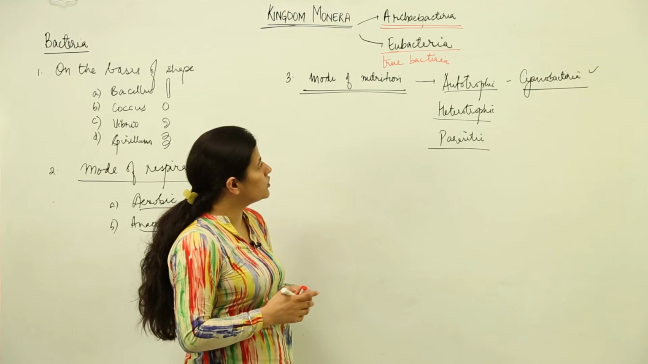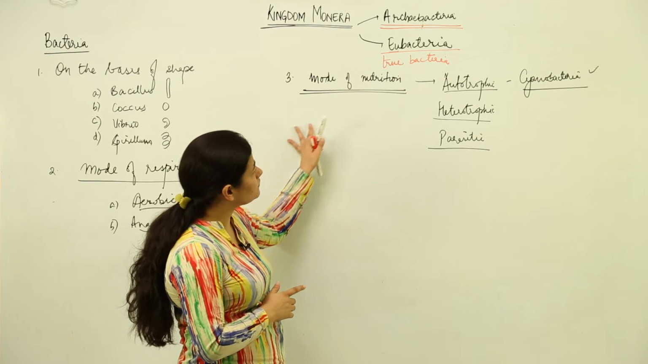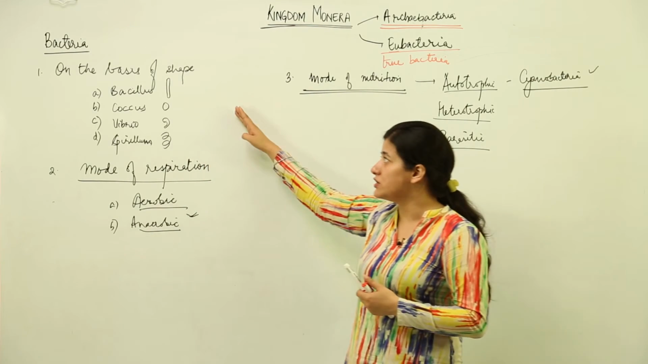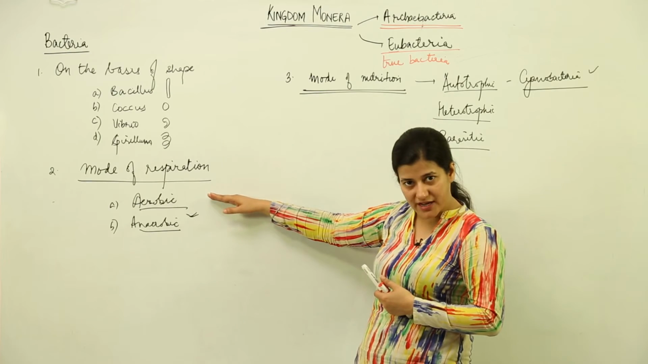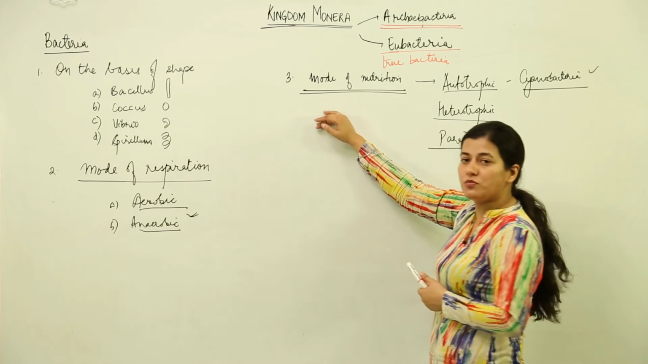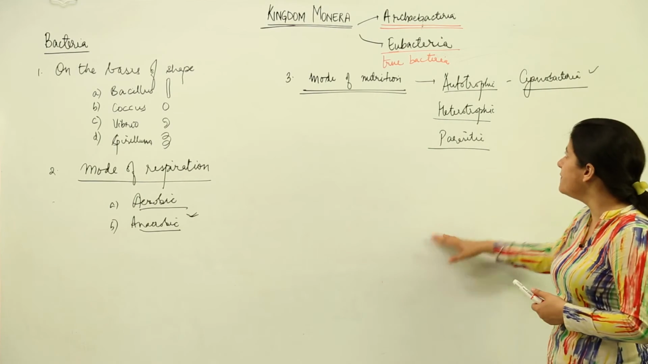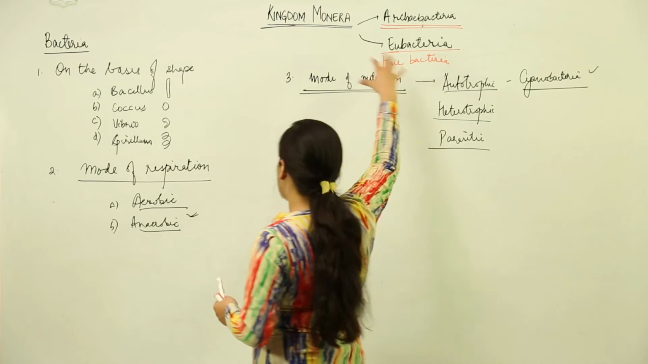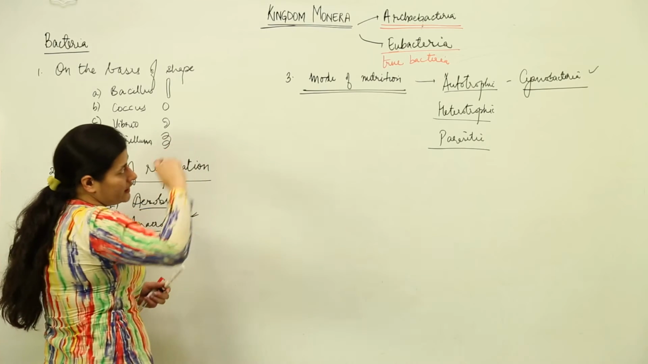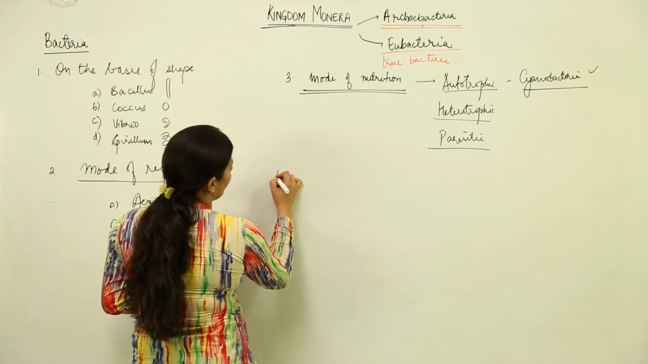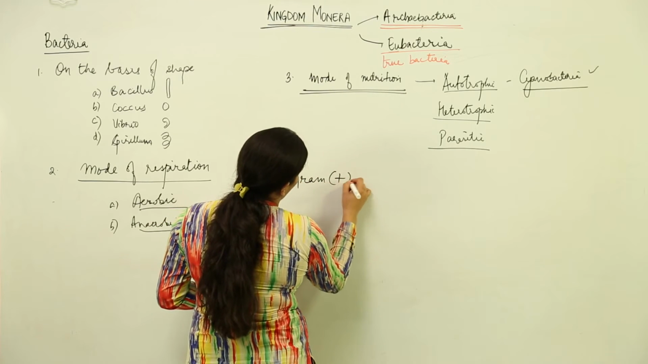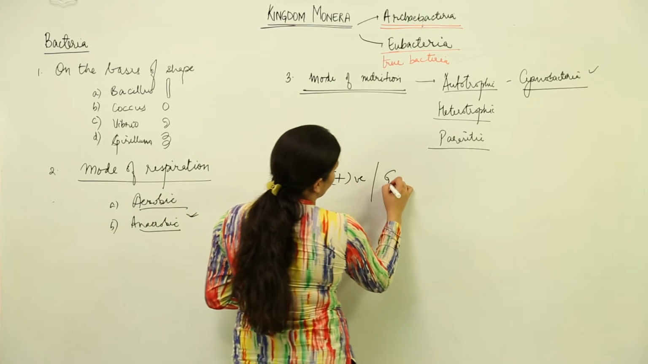So, this is what we have in the classification of bacteria, that on the basis of shape, on the basis of respiration mode, on the basis of nutrition mode, we have these kinds of bacteria. Then we have another classification for the eubacteria. I am not talking about archaebacteria, basically it is about eubacteria, that whether the bacteria is gram positive or gram negative.